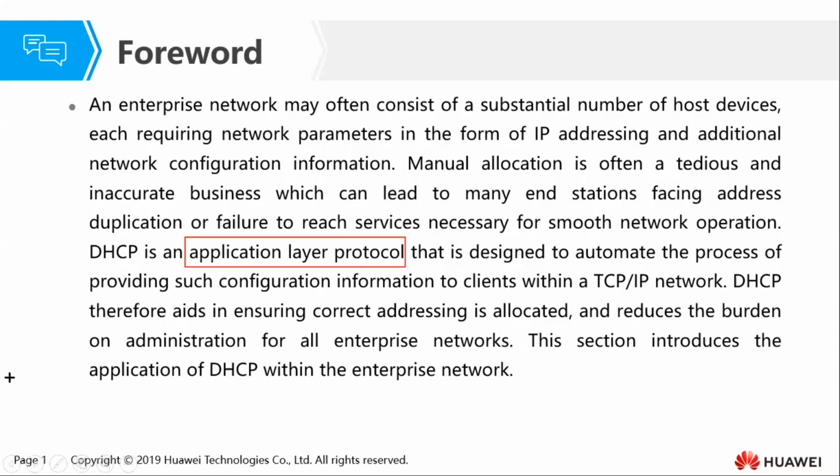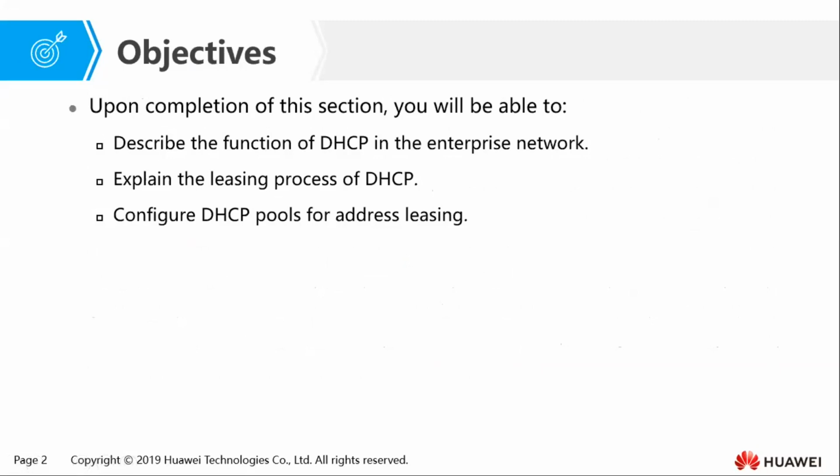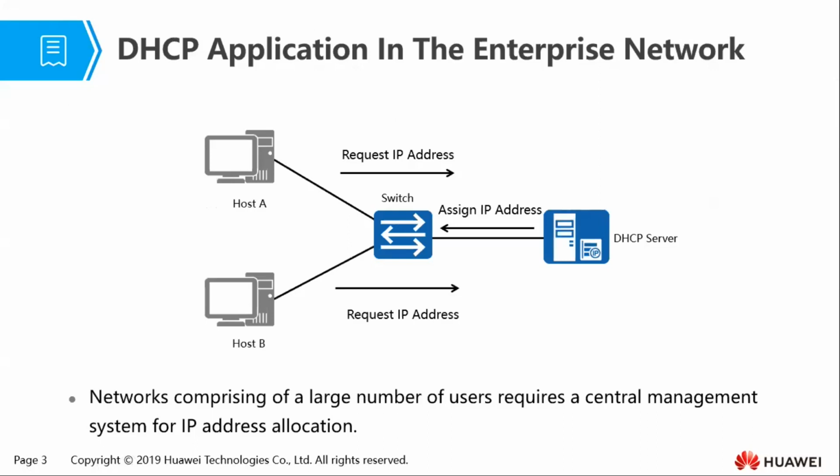This section introduces the application of DHCP within the enterprise network. By the end of this chapter, you should be able to: a volunteer, please. Describe the function of DHCP in the enterprise network. Yes. Explain the leasing process of DHCP and configure DHCP pools for address leasing. Address leasing, wonderful. Who's this? Joshua. Joshua, asante sana Joshua. Okay.